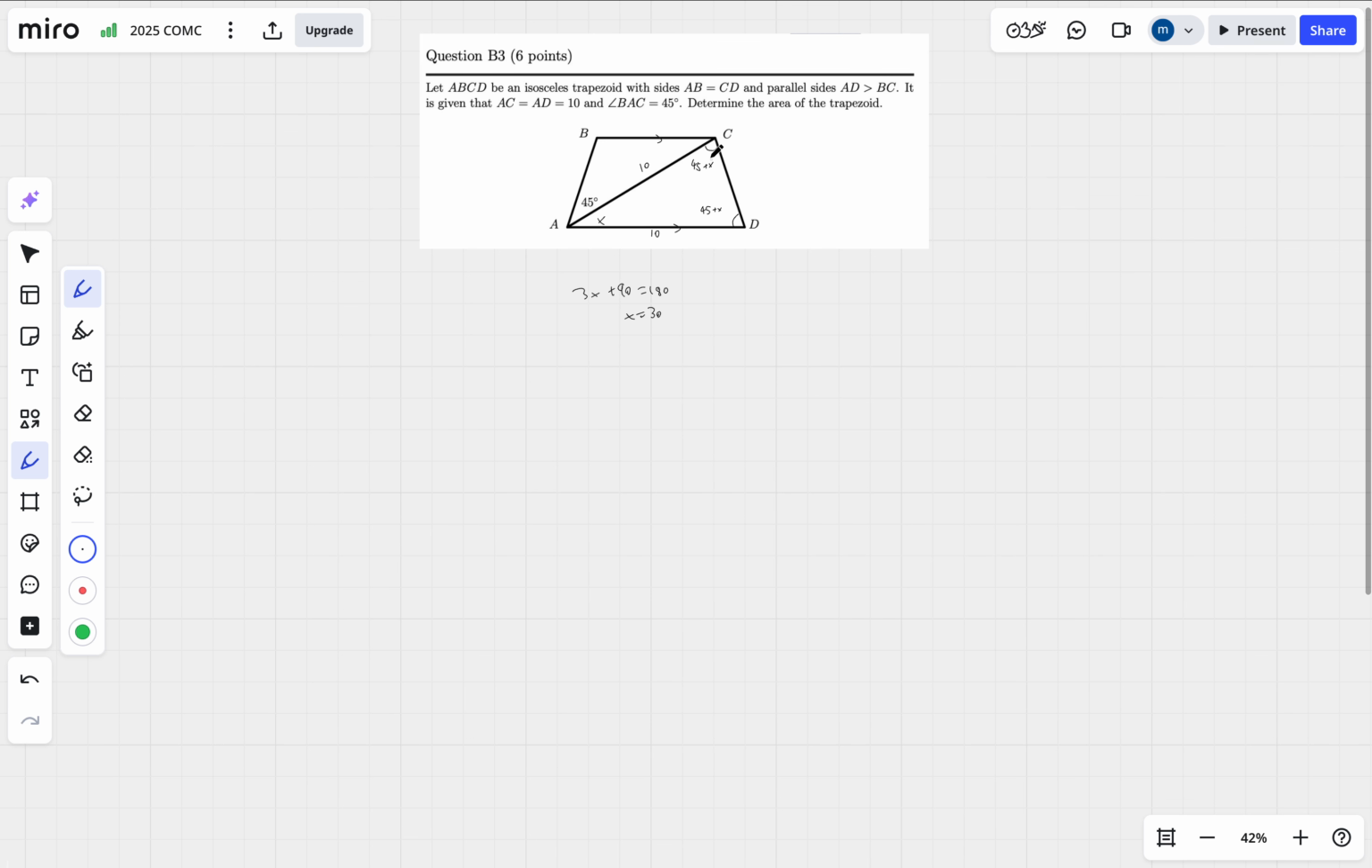So now here we can do some clever construction. Since it's a trapezoid, we can draw a right triangle here and then paste that over here. So now let's call this E and F. So the area of the trapezoid is equal to the area of AFCE.